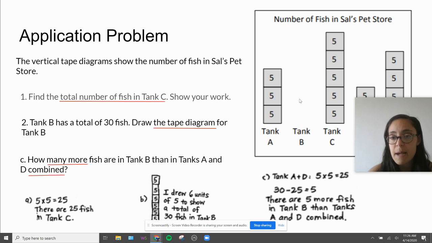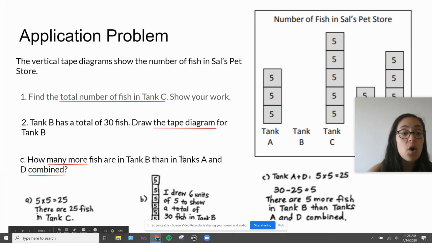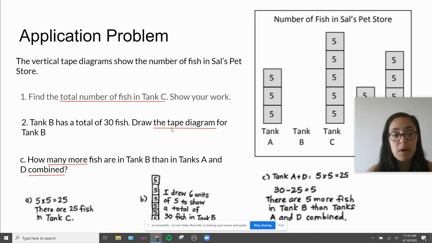I could add it in my tape diagram over here, and we know that there are a total of 30 fish. So just like I drew and underlined in my word problem, I am going to draw it over here. And lastly, for tank C, we added tank A and tank D, and we got 25, just like we did. And then there are 5 more fish in tank B than A and D combined.